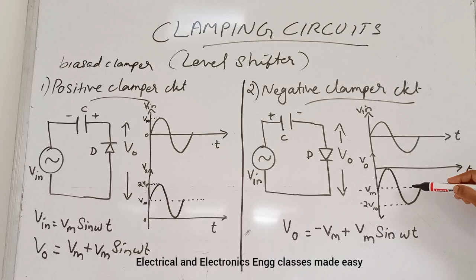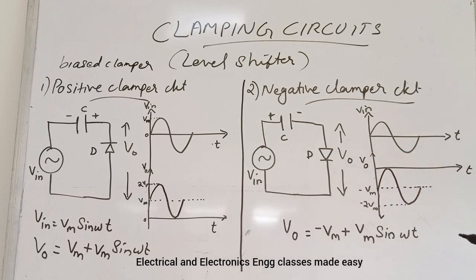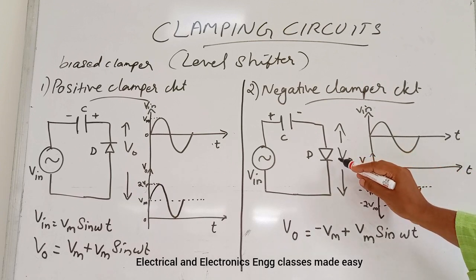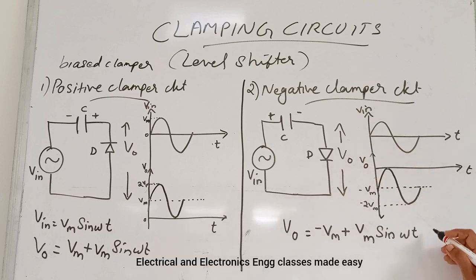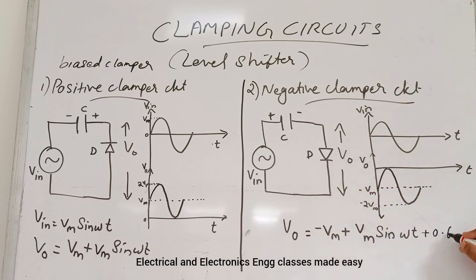And in the practical case, we have to consider the diode voltage drop. In that case, we have to consider 0.6 volt in the practical case.